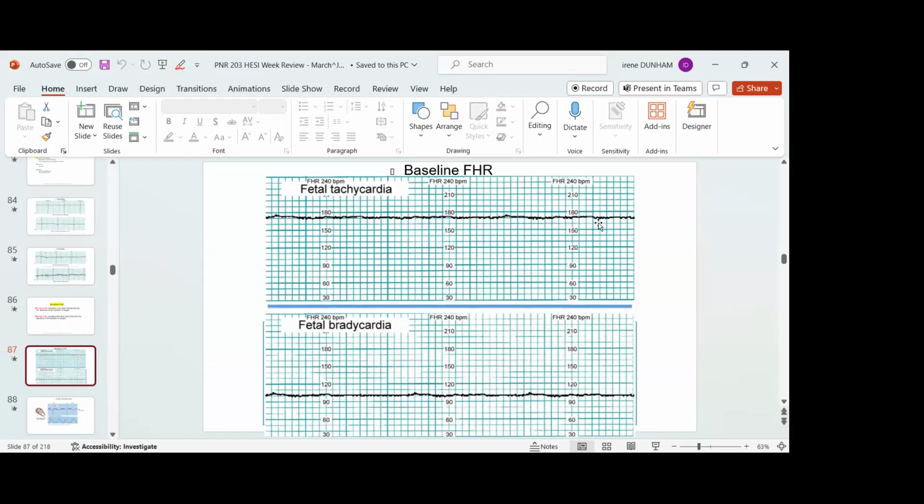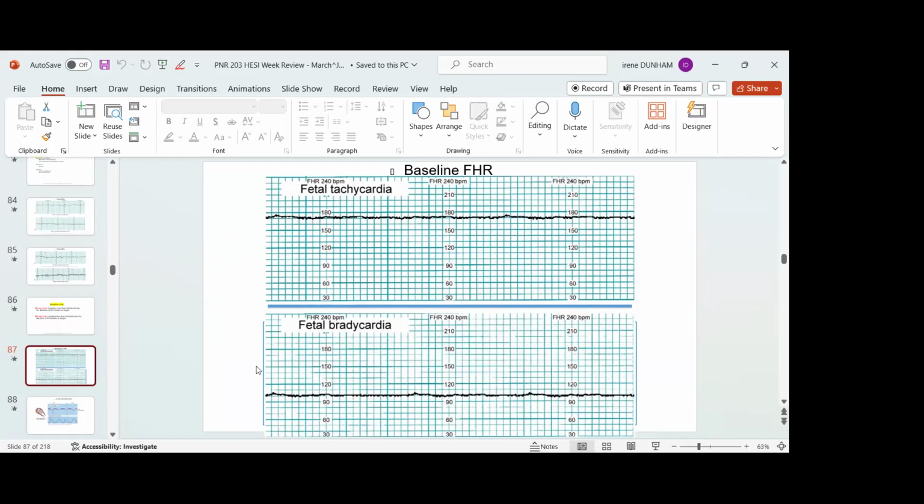170, right? Yeah, 170. Okay, that's not good. So this baby's in trouble, and look, there's hardly any beat to beat variability, right? It has less than 5 beats per minute. Now this one here, down here, is bradycardia. So what's the baseline here? We're looking at a 10-minute segment. It's about 100. That's not normal.